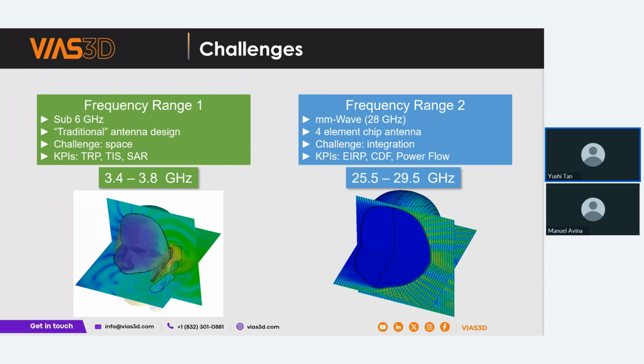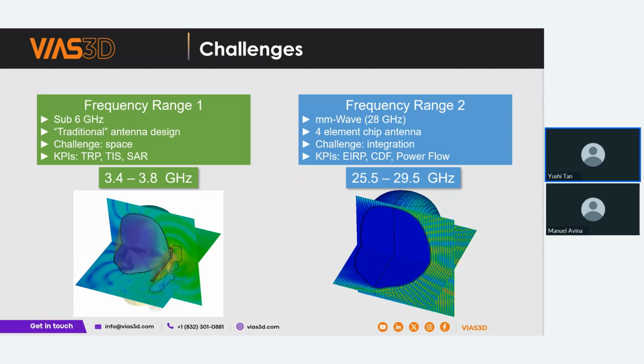Think about 3G, 4G, Bluetooth, Wi-Fi; that falls into this category. Typical key performance indicators, or KPIs, will be, let's say, total radiated power, specific absorption rate, and also total isotropic sensitivity. And as the frequency spectrum gets more crowded, there's been a shift toward higher frequency bands. So the 5G frequency range expanding up to 28 gigahertz comes with a whole new set of challenges, where antenna arrays are used instead of a single antenna to get more desired performance compared to a standalone antenna.